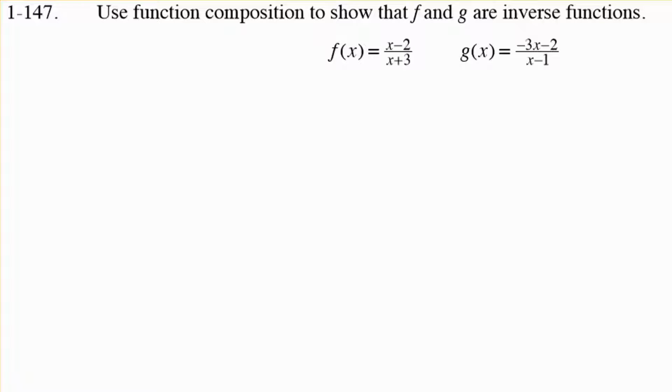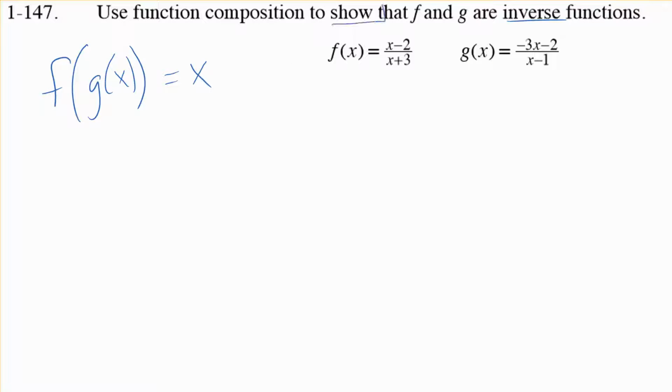Alright, looking at number 147, wanted to highlight the composition of functions to show that f and g are inverse functions. So the first definition we need to know is that if they are inverse functions, then f composition g of x, whatever we put in g, whatever comes out puts into f, we should get the x back out. That's our definition of inverse functions.